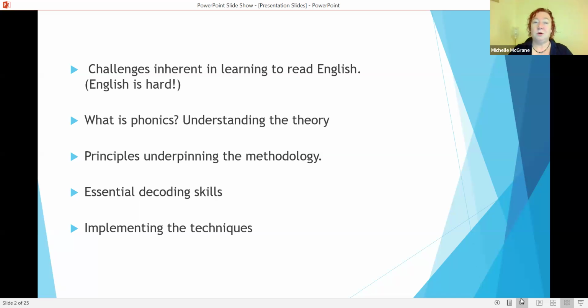I'll talk a little bit about what phonics is and some of the principles underpinning the methodology, some of the skills that are really important for your learners to have if you are using the phonics method of teaching, and how an ESOL tutor, or a program, can implement some of these techniques and maybe incorporate them into a program that already exists, or deliver it as a program of reading and teaching how to read.